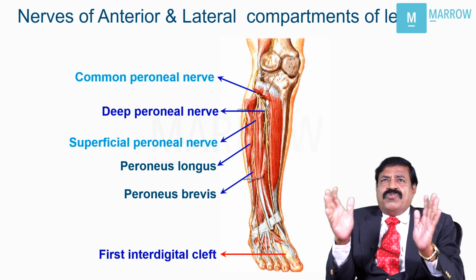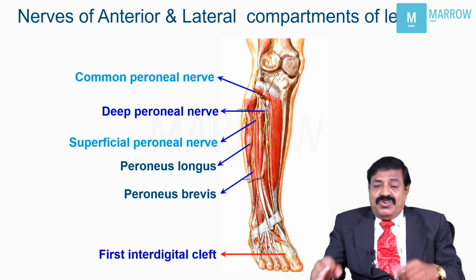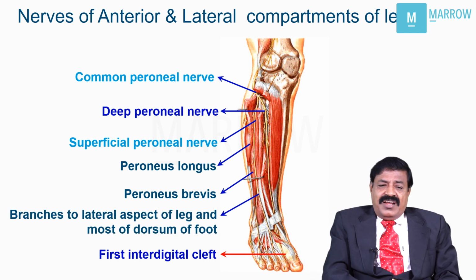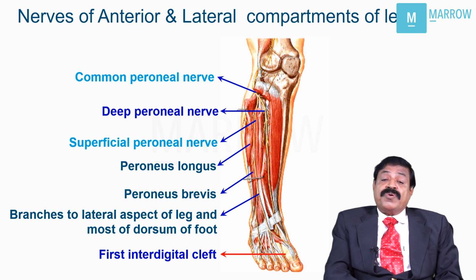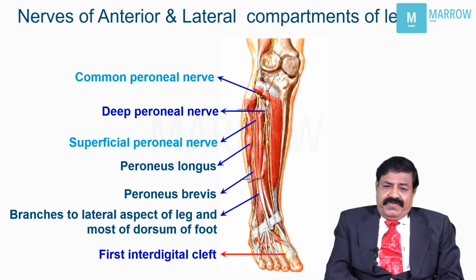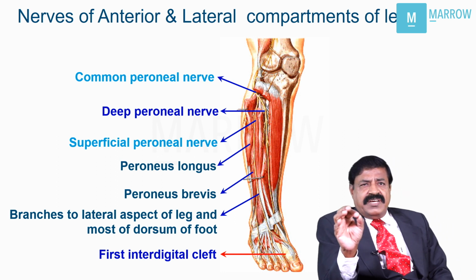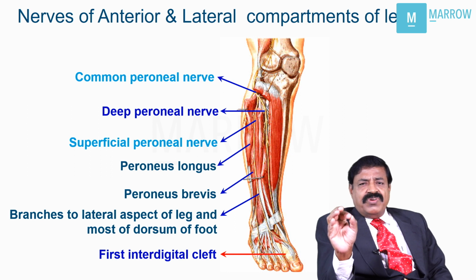That means skin over the anterolateral aspect of the leg and most of the dorsum of the foot. You can see those branches to the lateral aspect of the leg and most of the dorsum of the foot because of its superficial position. These are the two branches of the common peroneal. So one thing you should understand, common peroneal nerve as such does not innervate any muscle.